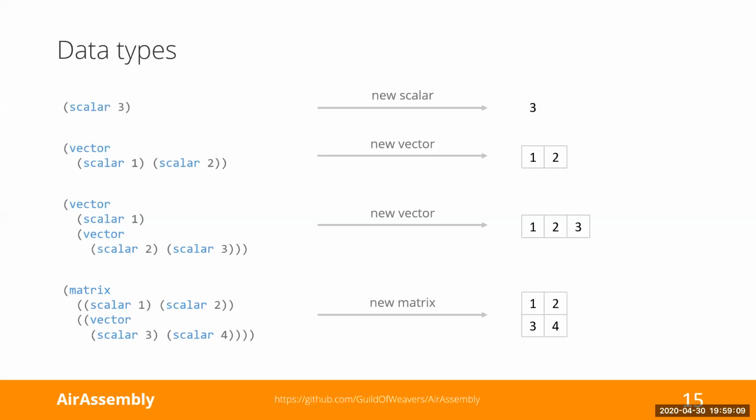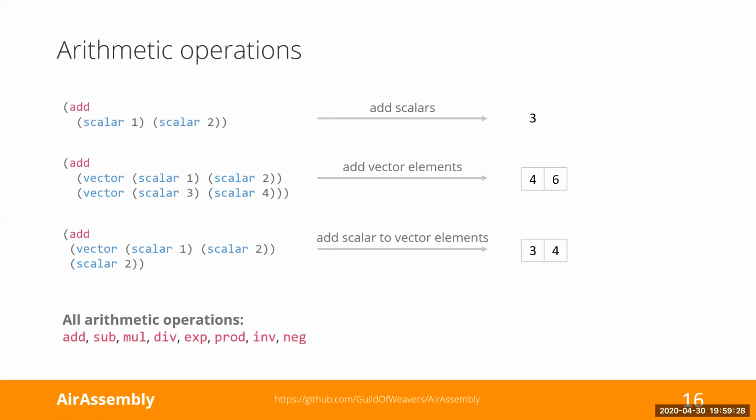So in terms of data types, there are scalars, vectors, and matrices, as I mentioned, and they're just what you would expect them to be. On the left-hand side here is how you write a scalar in AirAssembly, and this is how you write a matrix and so forth. So fairly intuitive. Arithmetic operations work as you would expect arithmetic operations to work in finite fields.